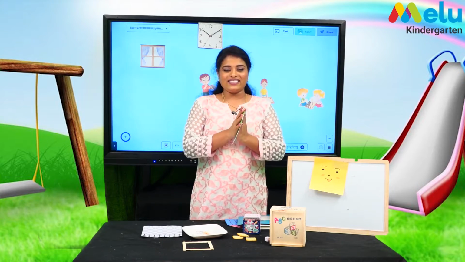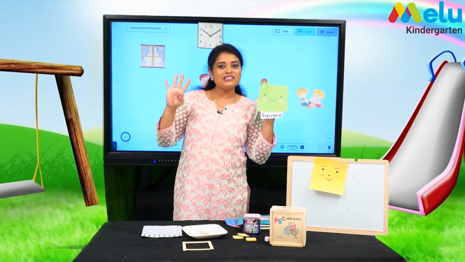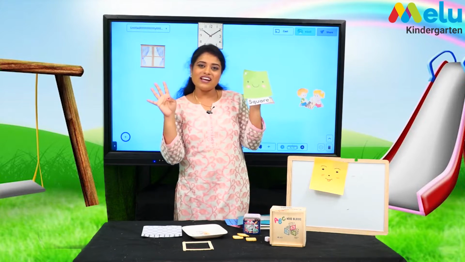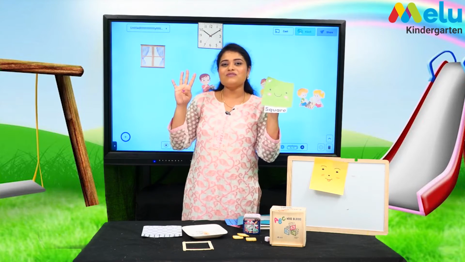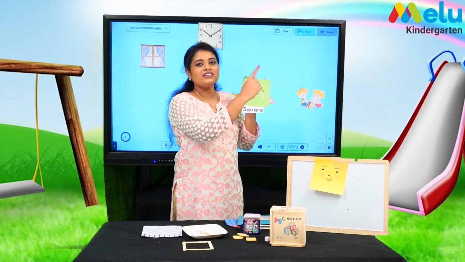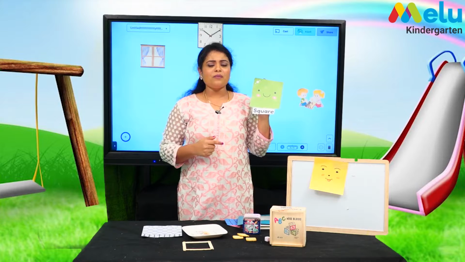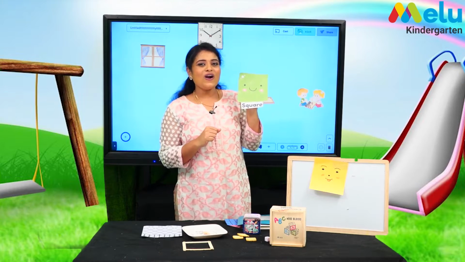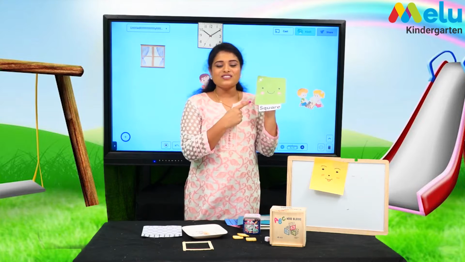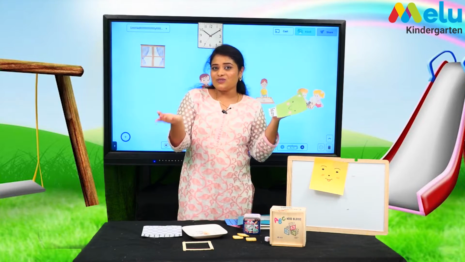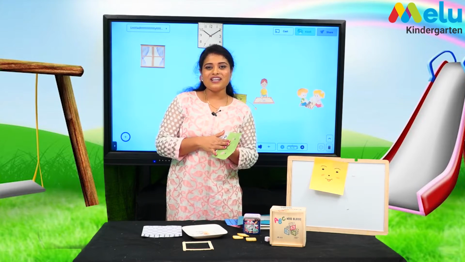We'll sing it again. This shape has four same sides. It has four corners too. This shape is called a square. I just want to tell you.